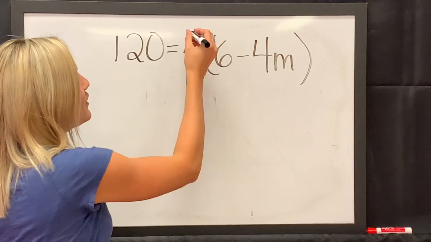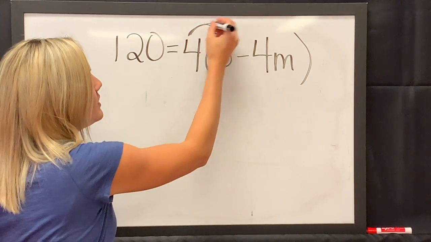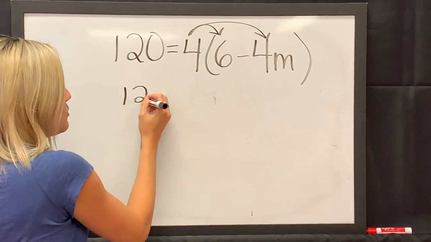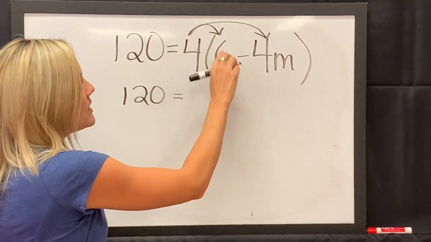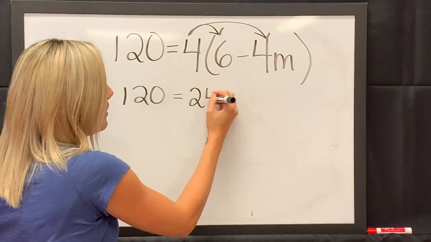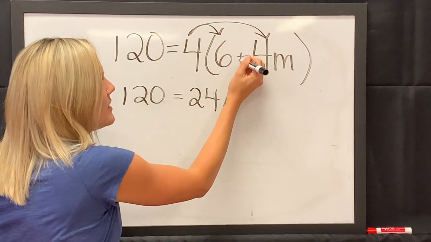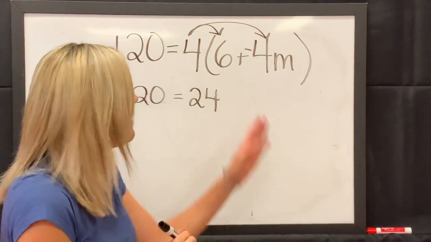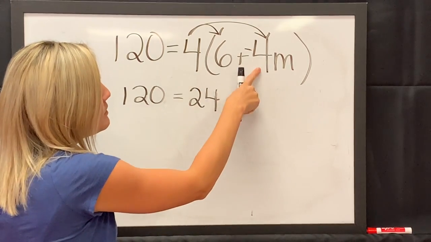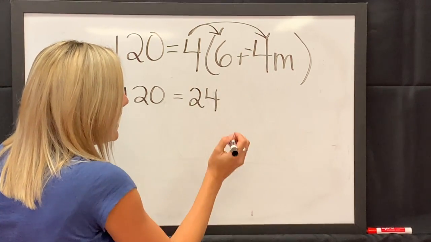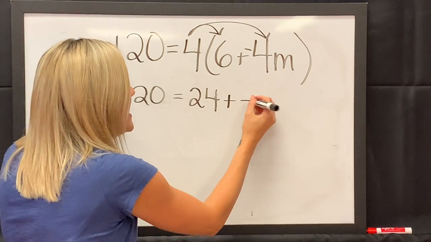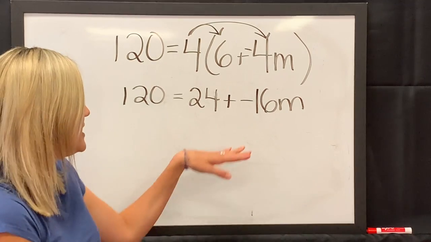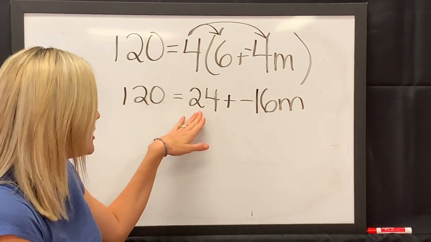Okay. So the first thing I'm going to do is distribute this 4 to both of the terms inside the parentheses. I'm just going to rewrite this 120. 4 times 6 is 24. And then I might go like this, plus a negative, just to remember that that negative sign is connected to that 4m. 4 times 4 is 16, but it's a negative. So I'm going to put plus a -16m.